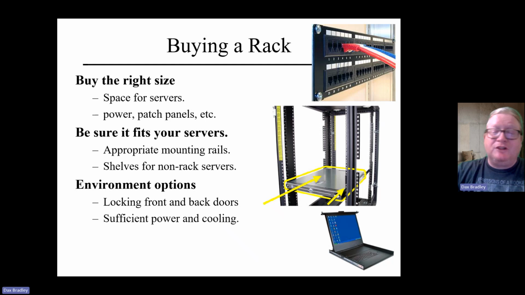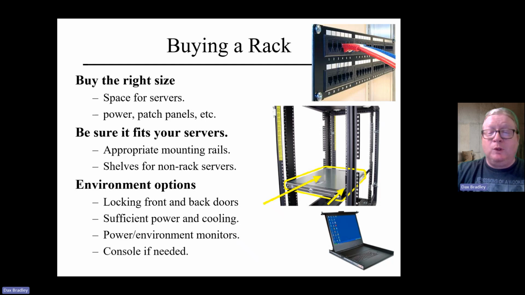There will be sufficient power and cooling, and power and environmental monitors, and a console if needed. Sometimes they're built into the system, like the one we showed you on the previous page, but more often than not, there's a port, either a serial port, an Ethernet port, or another similar port that you can connect your computer to through a USB and talk to the system through your software. And that way you can monitor alarms, make changes in the configuration, and so forth.